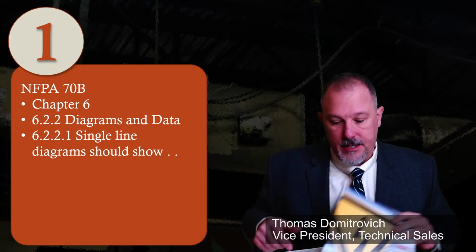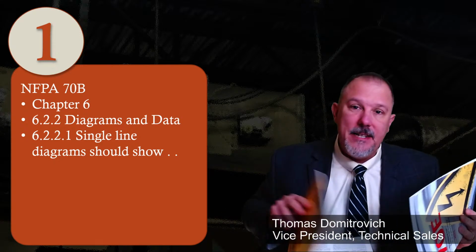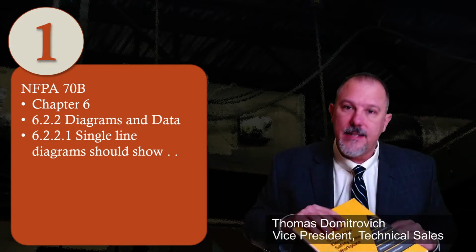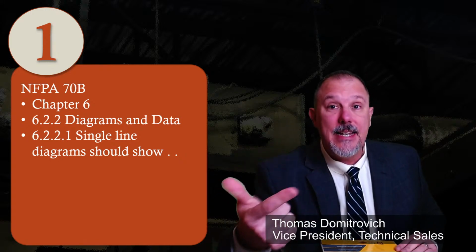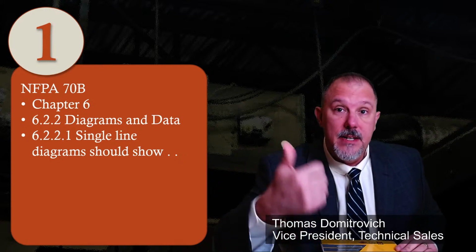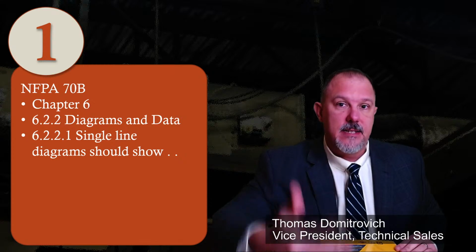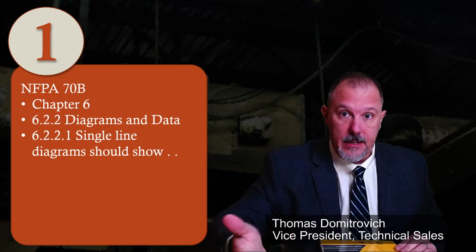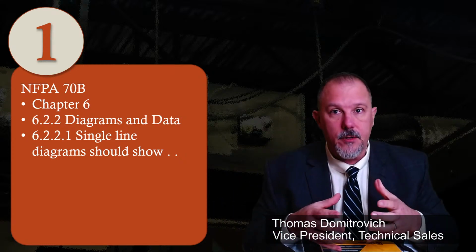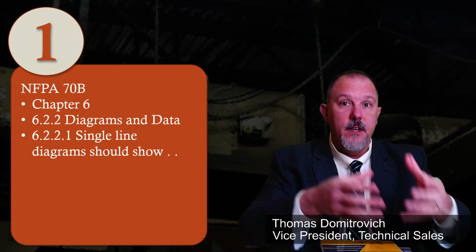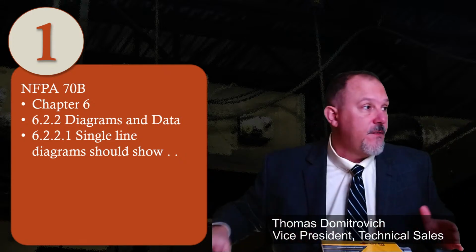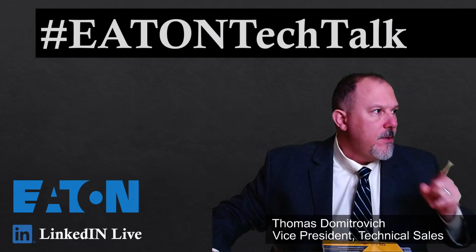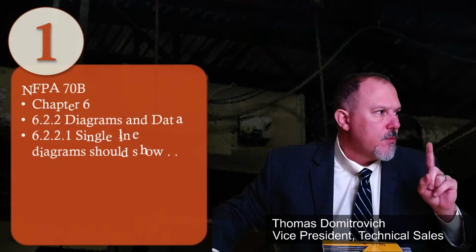But keep in mind that 70B is moving to a standard, and I call it the trilogy: 70, 70E, and 70B. 70 is the National Electrical Code, 70E is Safe Work Practices, and 70B is maintenance. All three of those work together to help you create a safe installation for the electrical worker and for anybody else in that facility.